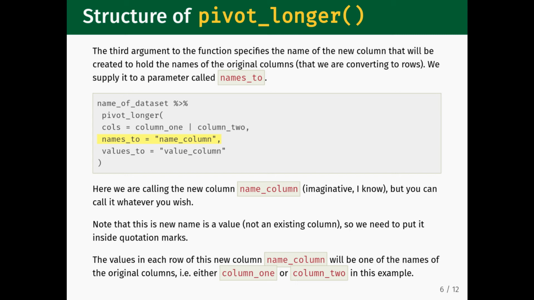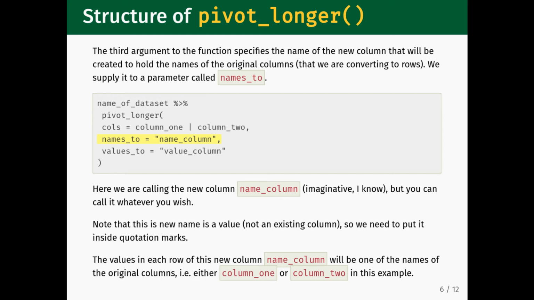As I mentioned earlier in this video, we will create a new column that holds the names of the original columns. Because this is a new column, we need to tell the pivot_longer function what it should be called. Here we're going to call it name_column, but you can call it anything you like. In general, it's a good idea to call it something that reflects the data that's actually in it.